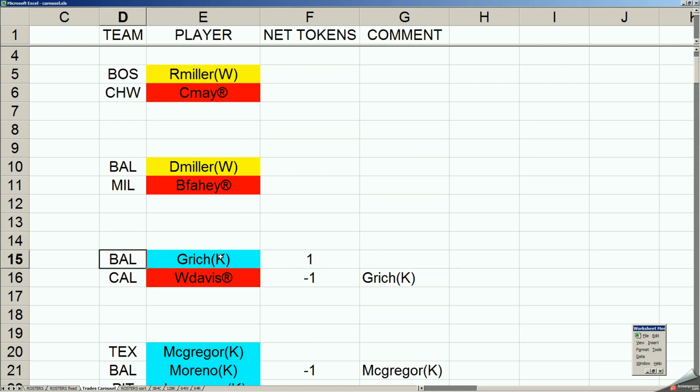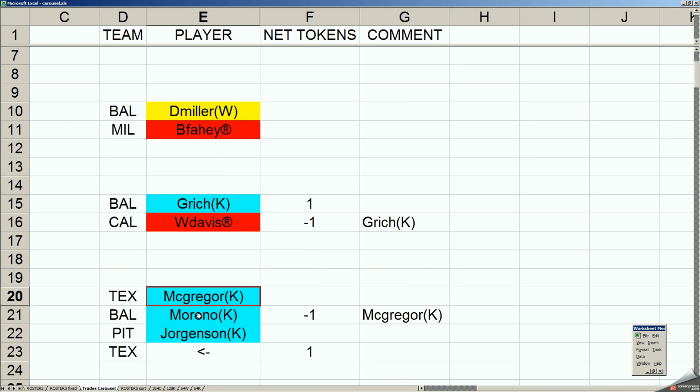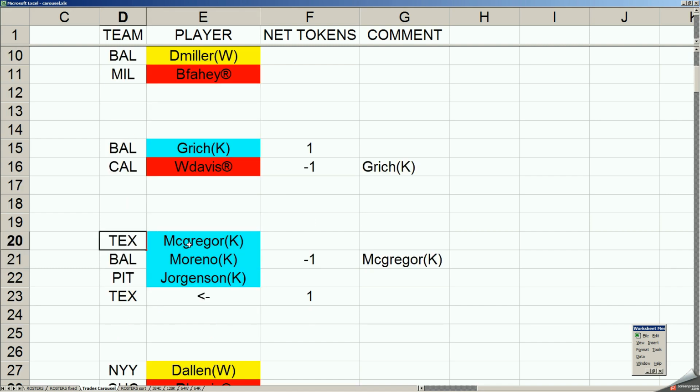Okay, our first interesting move is here. Baltimore trades a keeper, a good guy, Bobby Grich, who came up through the Oregon organization. He's traded to the California Angels for retired Willie Davis and a token. And the comment is, the Orioles want a token for making this move because it helps the Angels out, but doesn't really help the Orioles out. So this will give the Orioles an extra move in the draft to move up or down in the draft should they see fit.